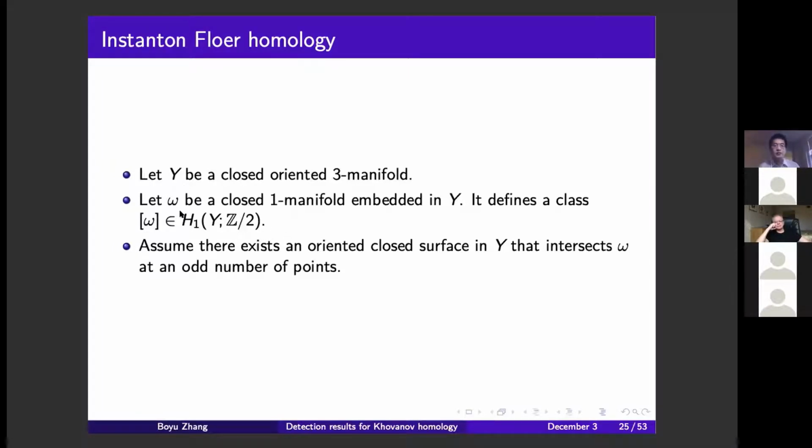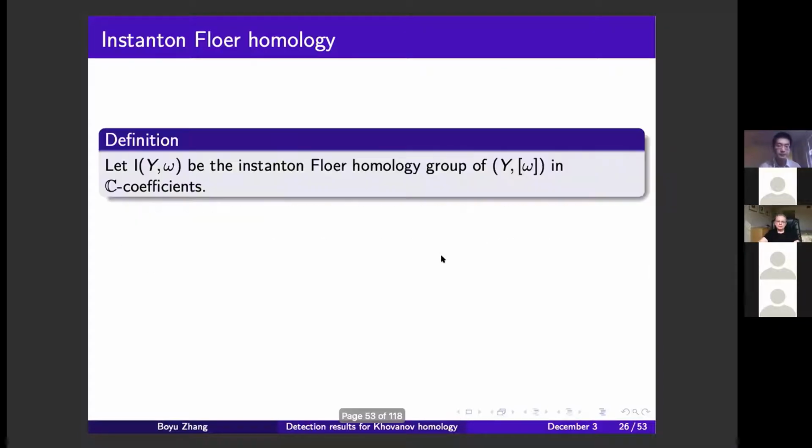The introduction of this non-zero homology class is just to make sure that in the later discussions, we don't have any reducible connections in the moduli space, and therefore everything will work out in gauge theory. So in the early works of Floer and Donaldson and also Kronheimer and Mrowka, they developed a theory where we can define an instanton Floer homology group, which is a homology invariant for the pair Y and omega.